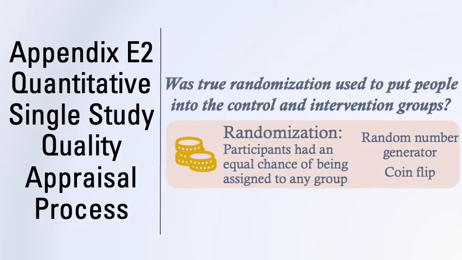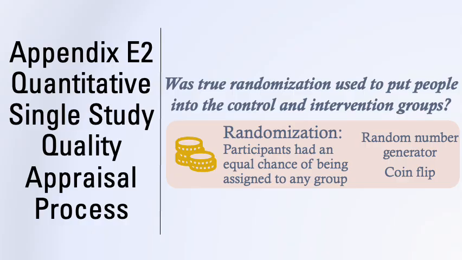To respond to question 10, look at if the study includes randomization. Remember, randomization means when assigning participants to group, all participants have equal chance of being assigned to any group. If the study does not include randomization, you can mark both questions 10 and 11 as not applicable. If the study does include randomization, mark question 10 yes and proceed to appraising question 11. Question 11 is focused on true randomization.